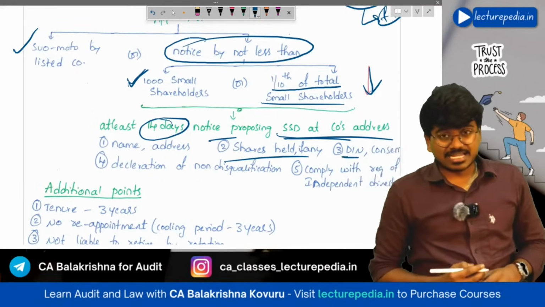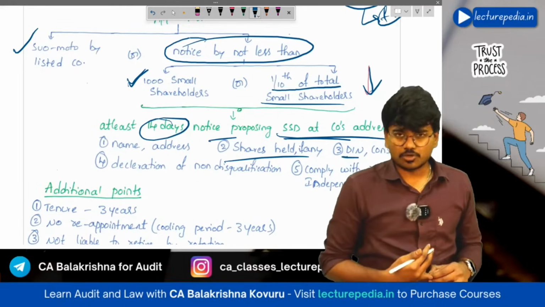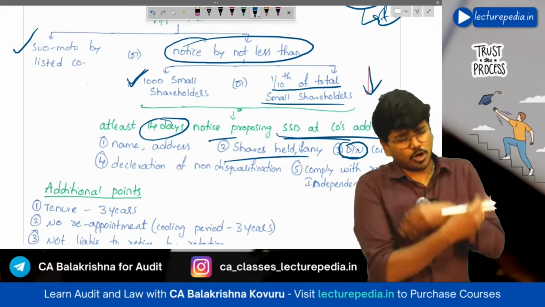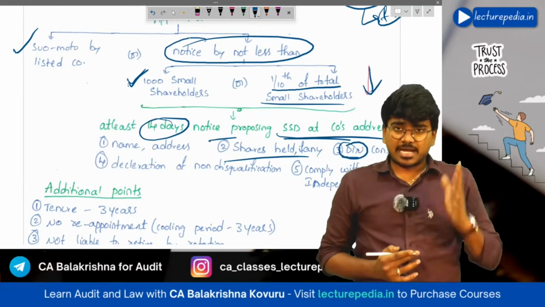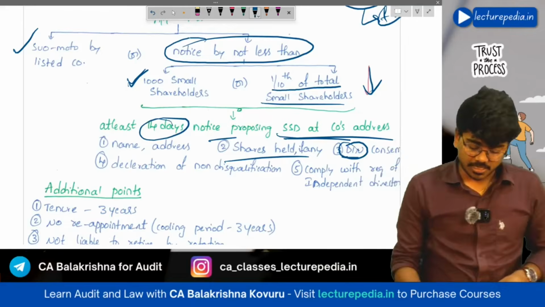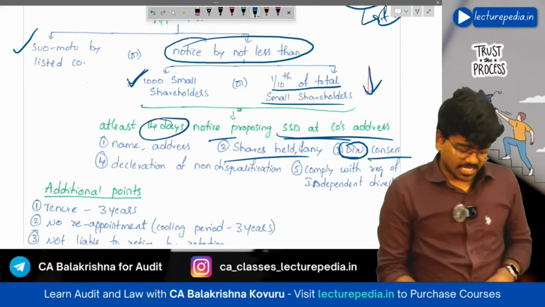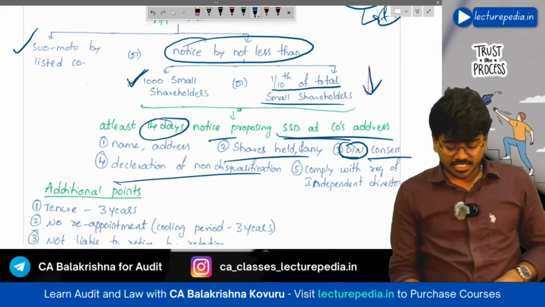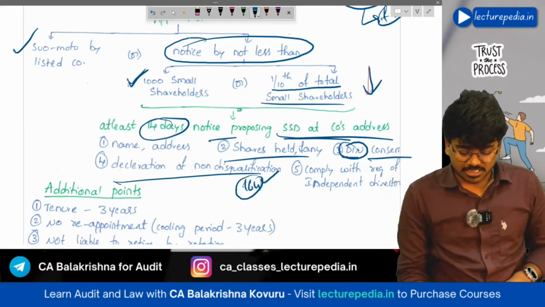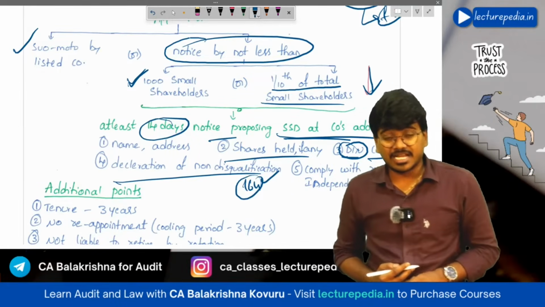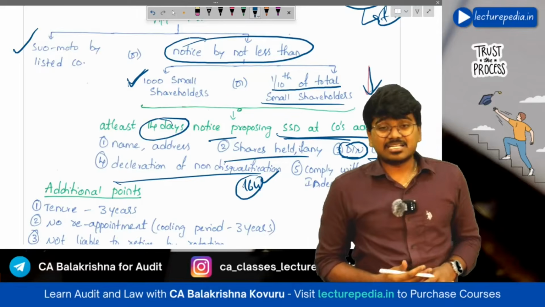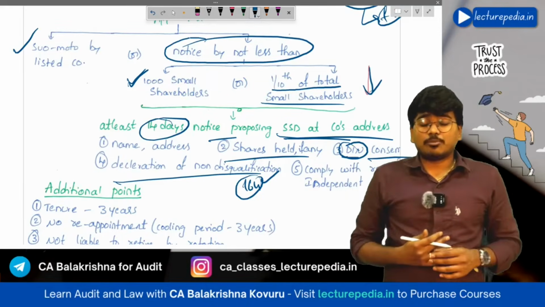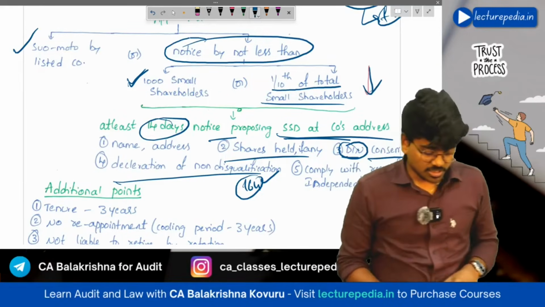Next, DIN, the director identification number of the small shareholder director. This is the basic requirement. Whatever the type of director to be appointed, DIN is mandatory. Next, consent from such a person. Declaration of non-disqualification. Under section 164, there are certain disqualifications. You should not get hit by those disqualifications. You need to give a declaration that I am not disqualified to be appointed as director under section 164.